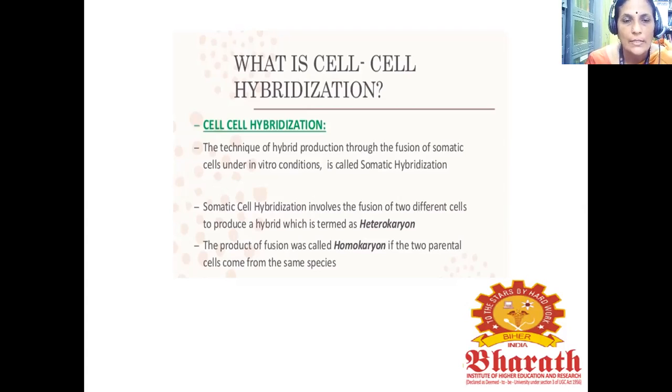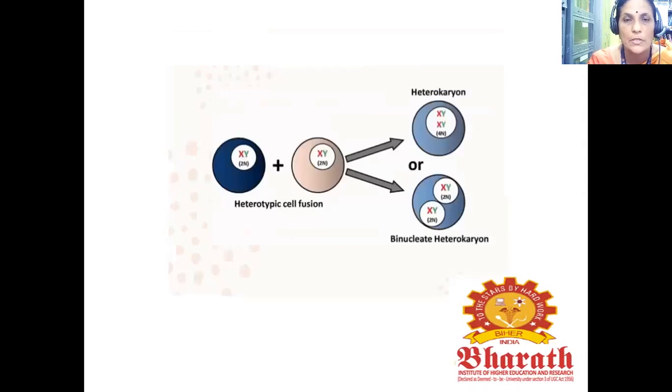Next, the product of fusion is called a homokaryon if the two parental cells come from the same species. If the parental cells are from different species, this is heterotypic cell fusion, and you get a heterokaryon or binucleate heterokaryon.